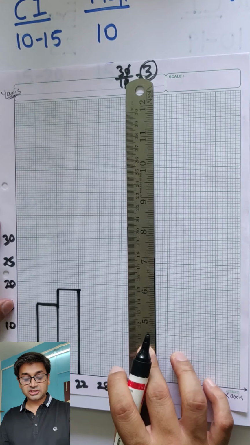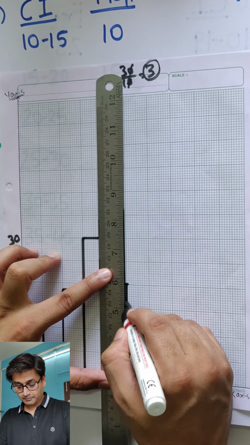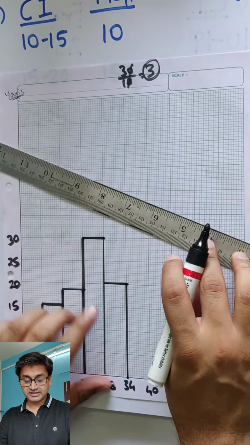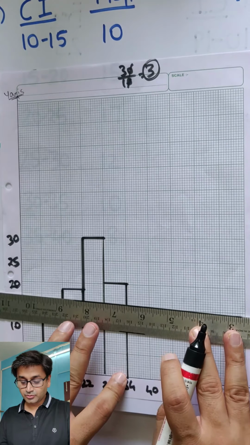The next one, 20. So 20 is right here. And dropping a line. And the last one is 16. So 16 is going to be 2 lines above 15. So 1 and 2, 2 lines above 15 is what I am drawing as 16. And a straight line then.